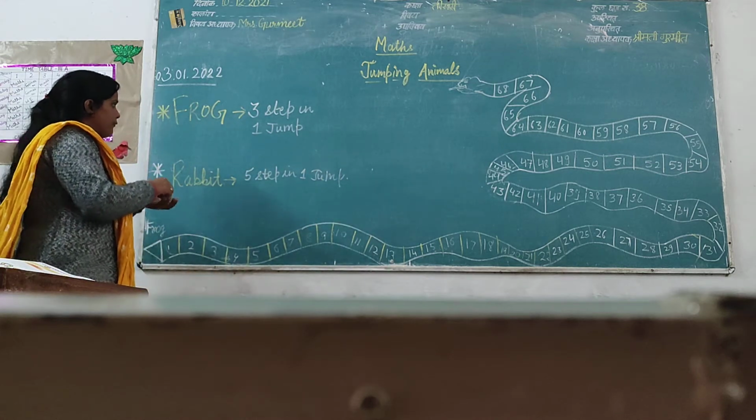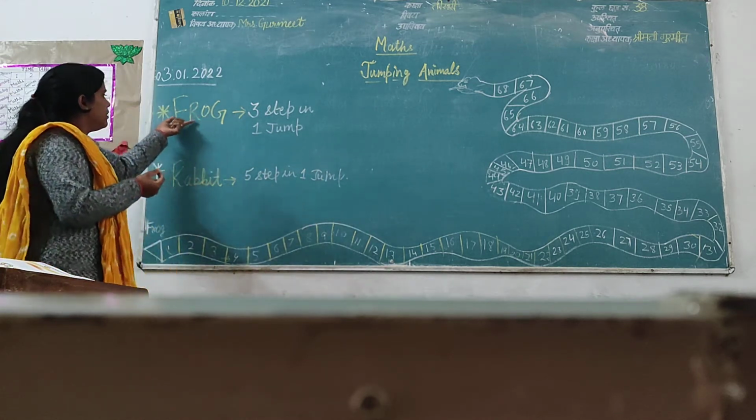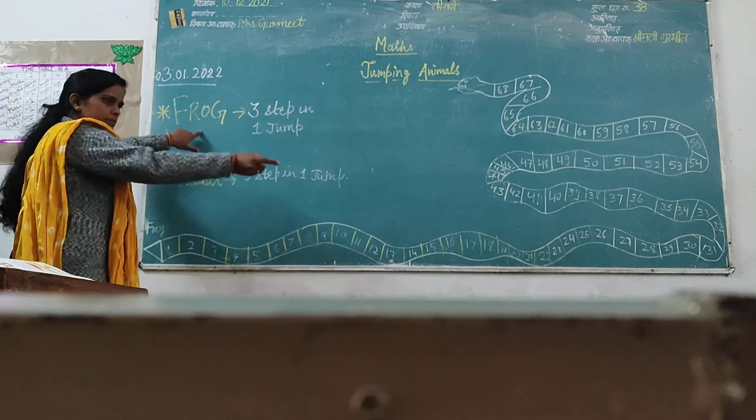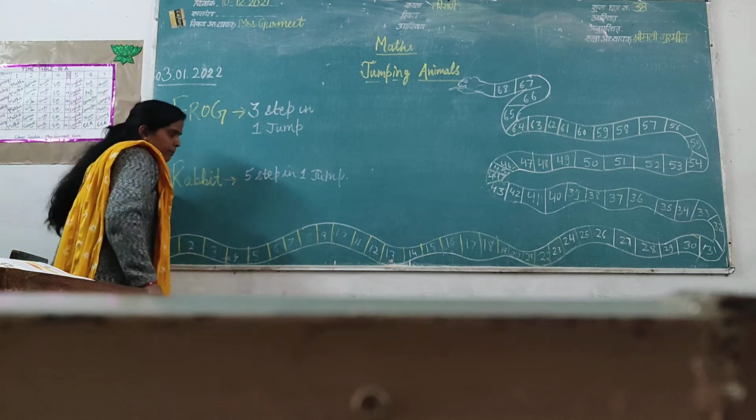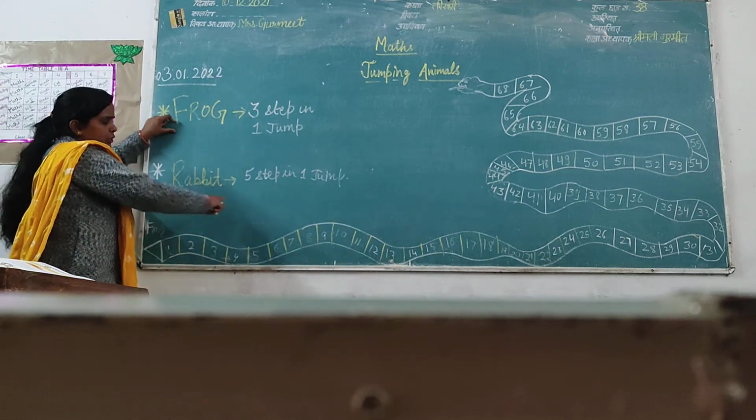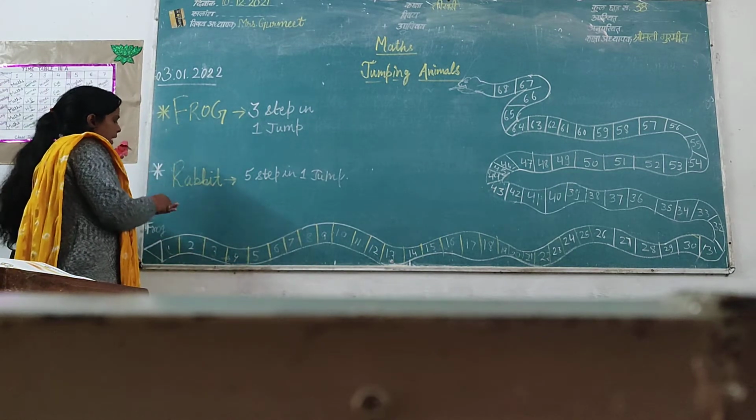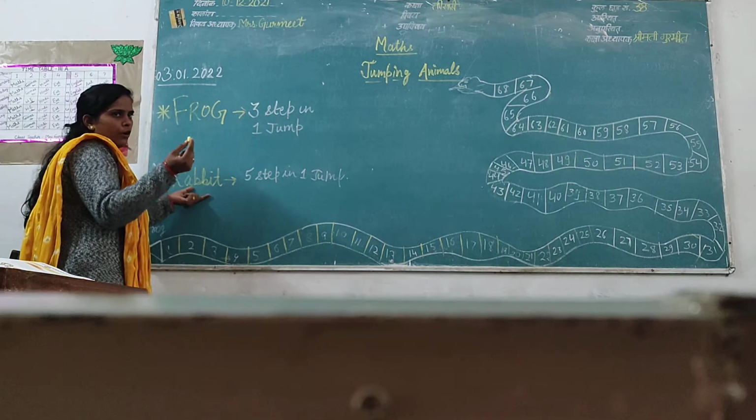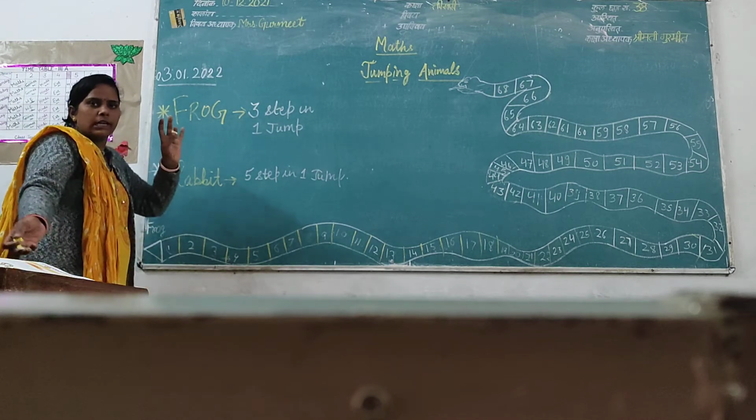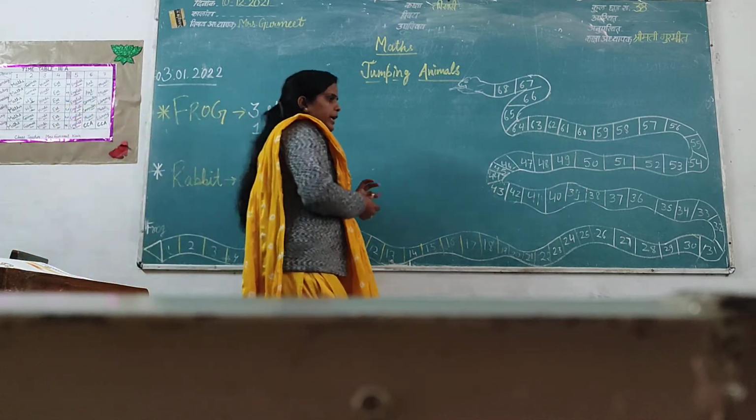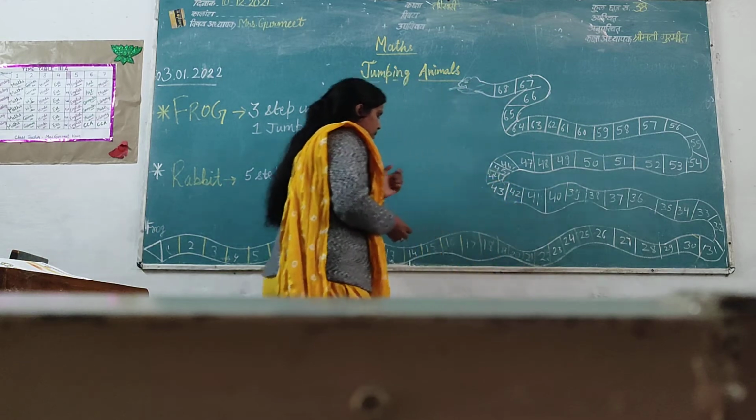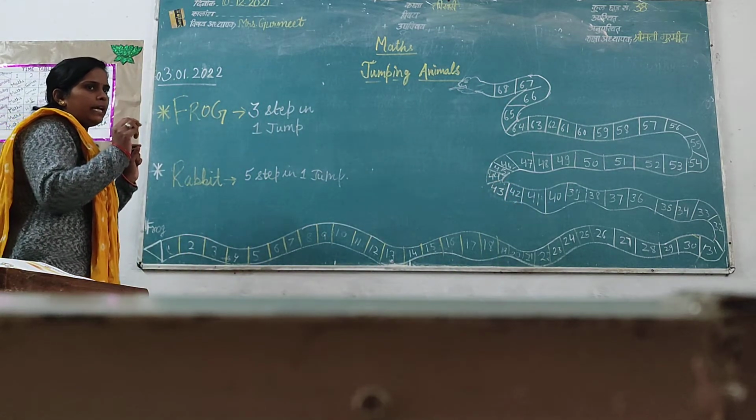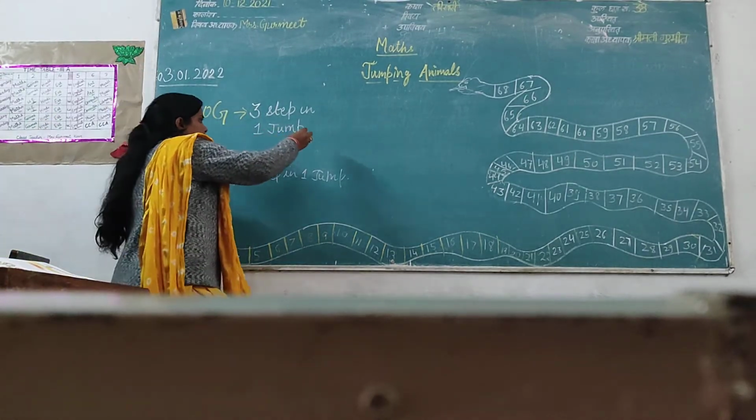So, with yellow chalk, we denote frog jump. Okay? Jumping of frog will be shown by yellow chalk, and jump of rabbit will be shown with white chalk. Clear? Yes. Okay. So, you have to listen carefully and answer me. Question number one.